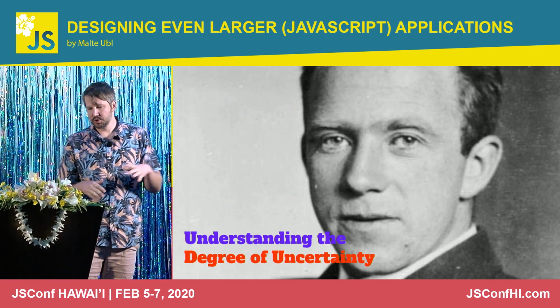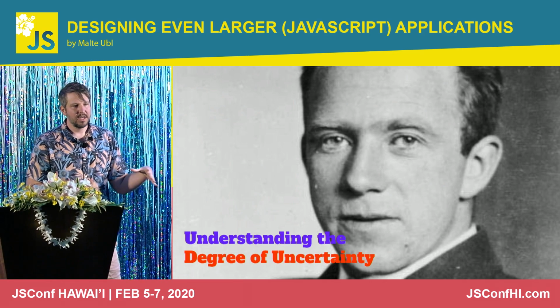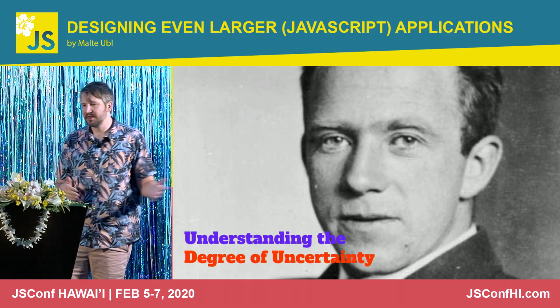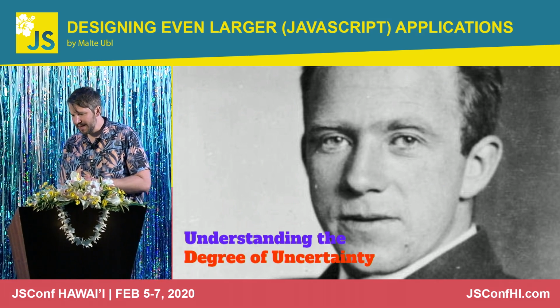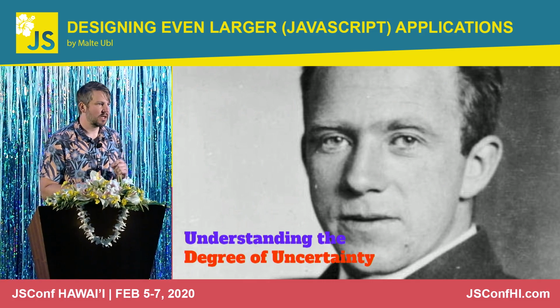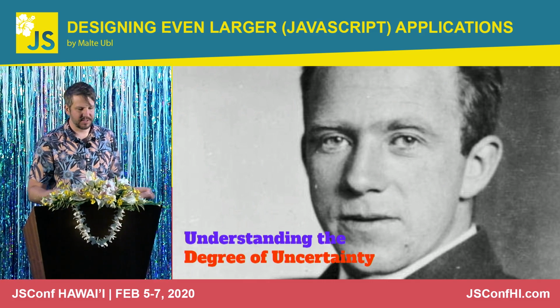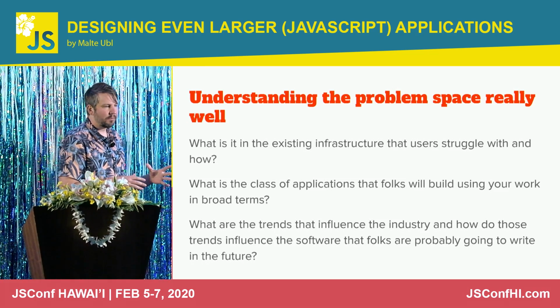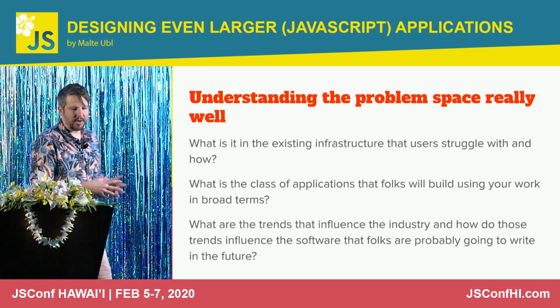Understanding the degree of uncertainty. How sure are we that what's actually needed to be done is the thing that's needed to be done? That is absolutely key for software engineering. I'm going to talk about a technique to understand how well we understand things. For that, we need to understand the problem space really well and understand how well we understand this.